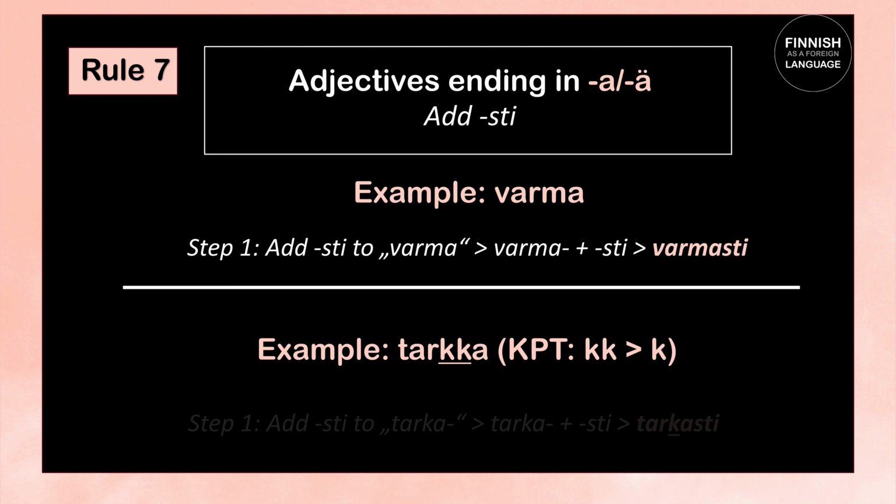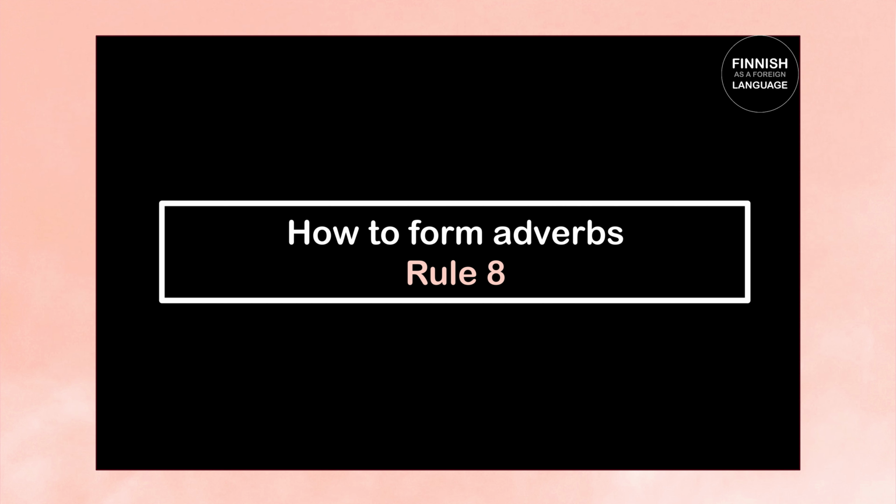Also, these adjectives can be affected by the consonant gradation. For example, tarkka, which means exact or precise. Note that at the very moment when we add the suffix "ti" to tarkka, it immediately goes through a consonant gradation, which is why the double K changes to a single K when we receive the adverb tarkasti, which means precisely or exactly.